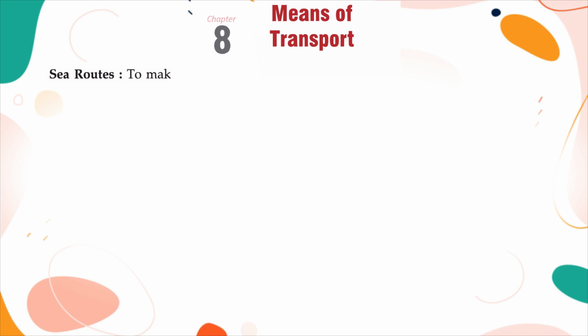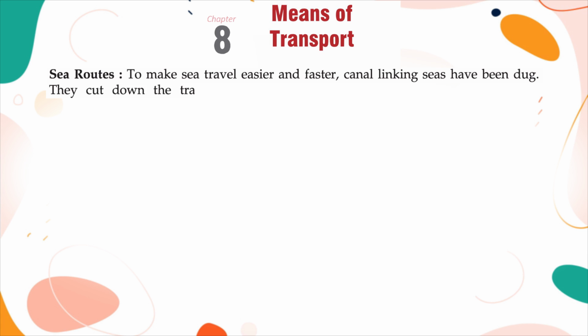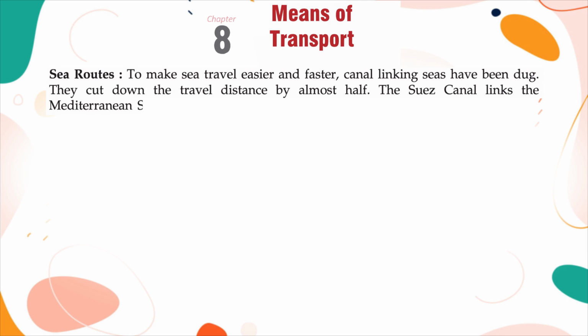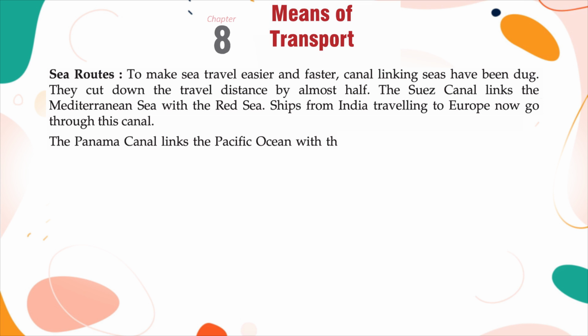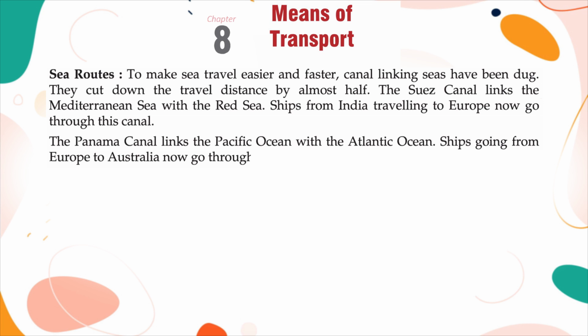Sea routes. To make sea travel easier and faster, canals linking seas have been dug. They cut down the travel distance by almost half. The Suez Canal links the Mediterranean Sea with the Red Sea. Ships from India traveling to Europe now go through this canal. The Panama Canal links the Pacific Ocean with the Atlantic Ocean. Ships going from Europe to Australia now go through the canal.